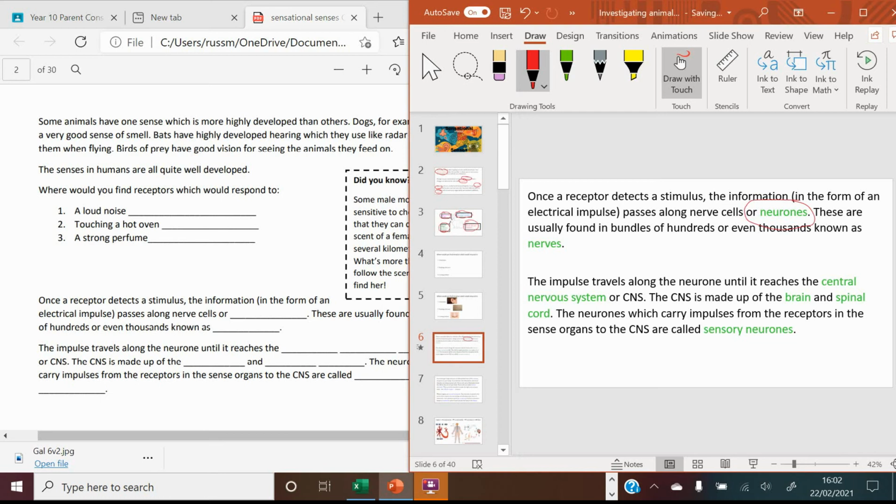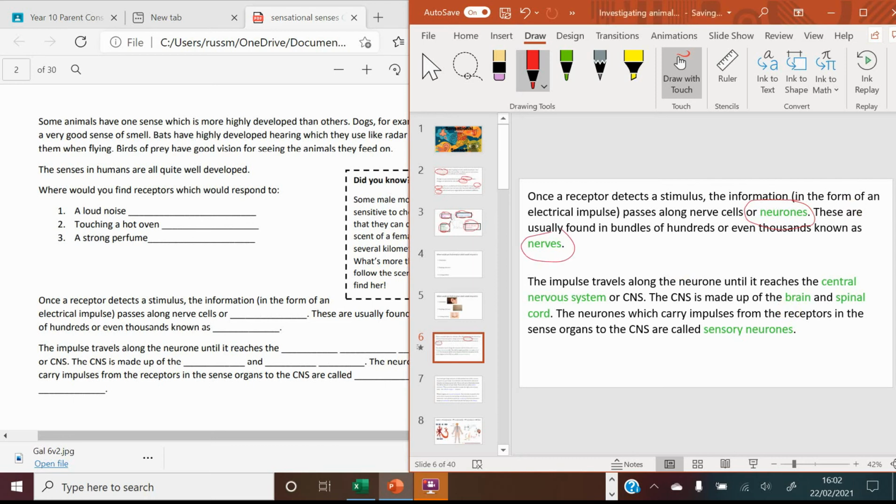So it's a bit like when you look at the wiring of an appliance at home. You have a couple of wires within a kind of bigger outer cable, and obviously one's the live, the neutral, the earth, and so on. So the neurons are the equivalent of those individual wrapped-up wires, whereas the nerve fiber is the whole bundle of them together. So these are usually found in bundles known as nerves.